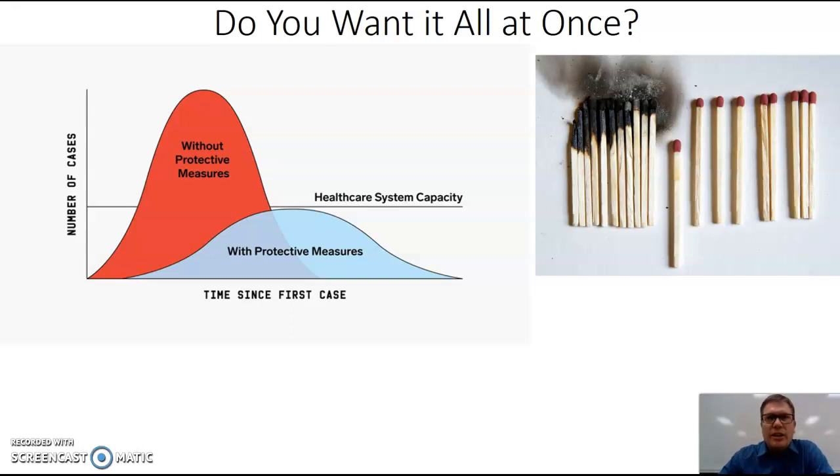Because if we do that, we know that people aren't going to get the medical attention they need, and people will start to die at a higher rate because they just aren't getting treated. So we're trying to save lives. That's really what we're trying to do here. Try and save lives by spreading us all out.